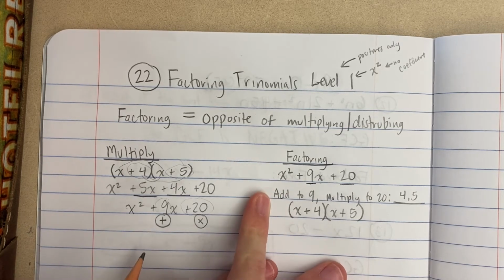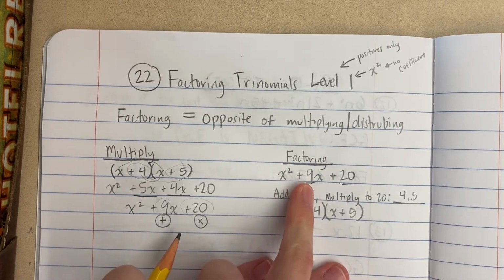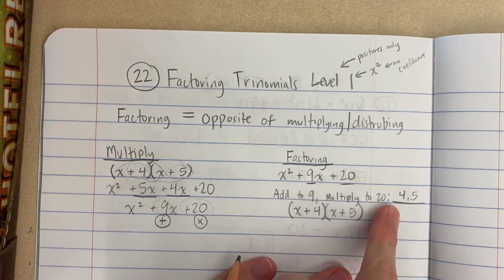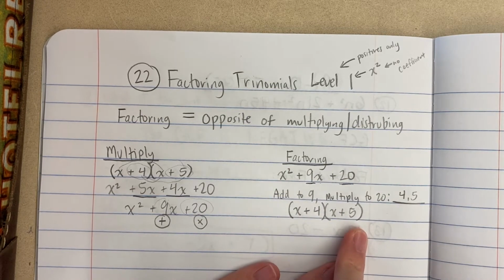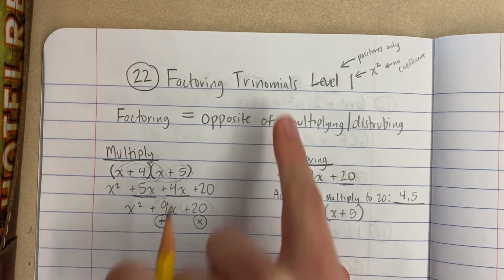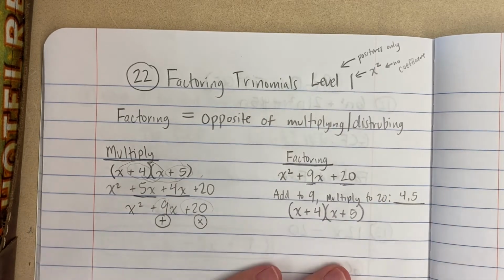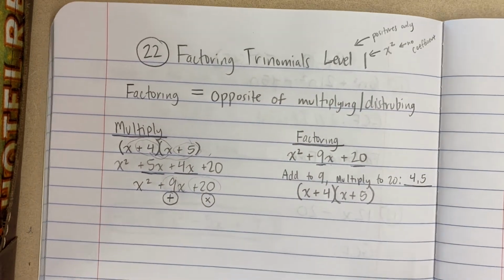You get a problem like this, you think, okay, let me think, I need two numbers that add to this number and multiply to this number. And once you think of those two numbers, you pop them right here. Okay. Does it get more complicated? Yes, but not in level 1. We're going to get really good at this first, and then we're going to build on it. Let's do another one.